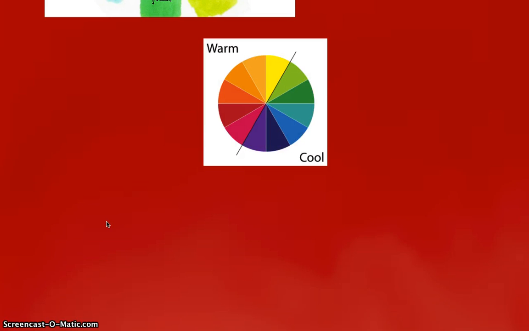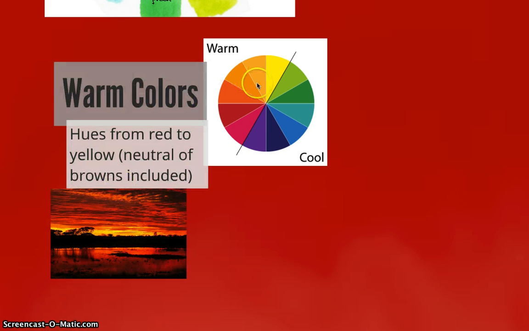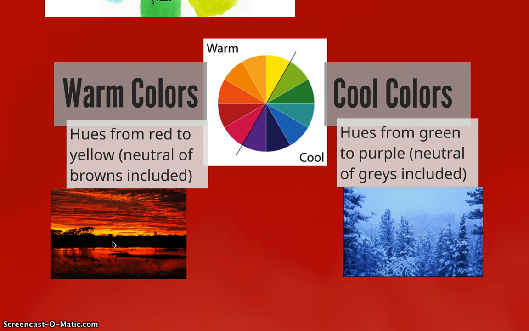Two typical kinds of analogous color schemes are warm and cool. Warm colors are those colors from red to yellow. Usually when you're using warm colors, you also include browns. They make you feel like summer. They make you feel warm. Cool colors make you feel like winter. They are that green to purple side of the color wheel. Usually grays are included when you're dealing with cool colors.